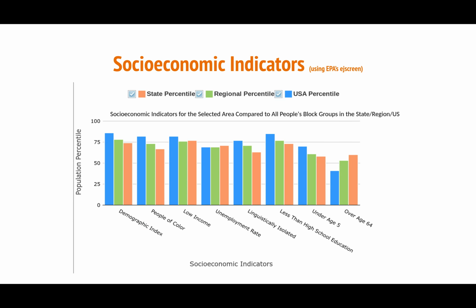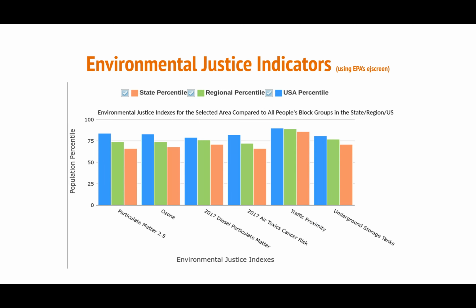Using the EPA's EJScreen, I was able to find that the region within a 1-mile radius of the ExGen Handley generating station has a higher than the state percentile for demographic index, people of color, unemployment rate, and people with less than a high school education. As for environmental justice indicators, the region shows a higher than the state population percentile for exposure to particulate matter 2.5, ozone, and traffic proximity.